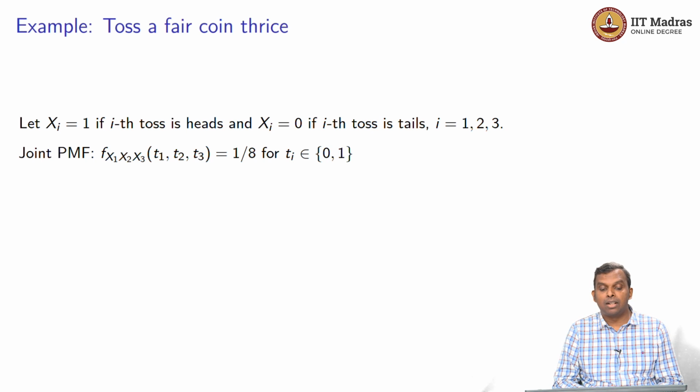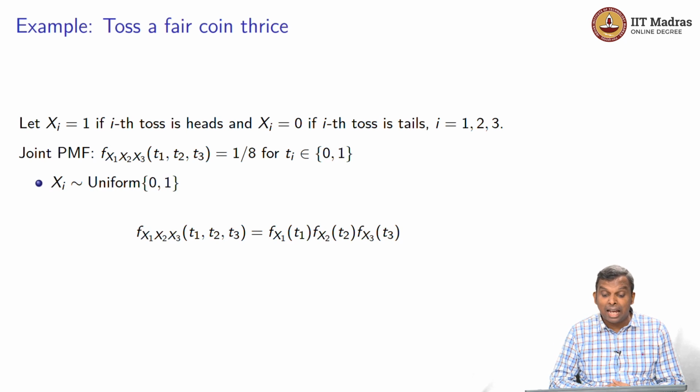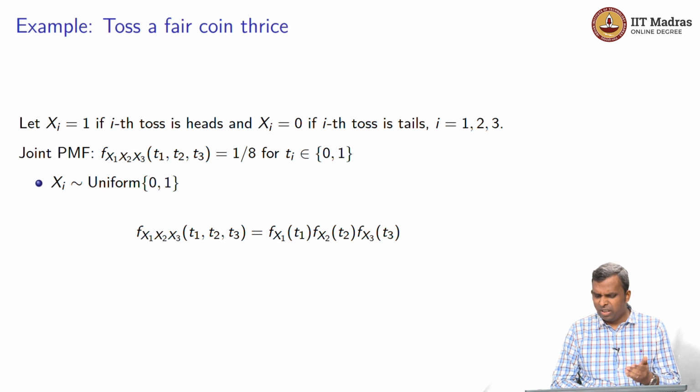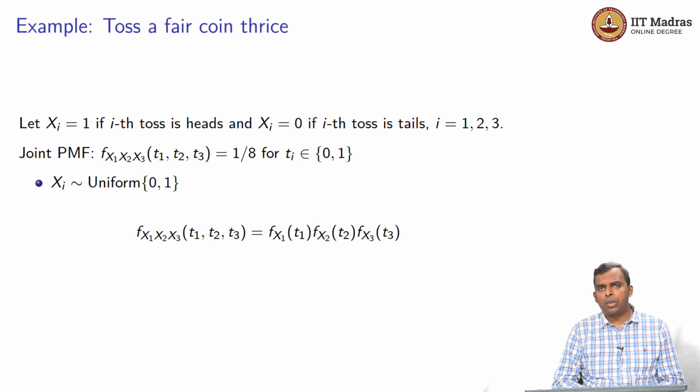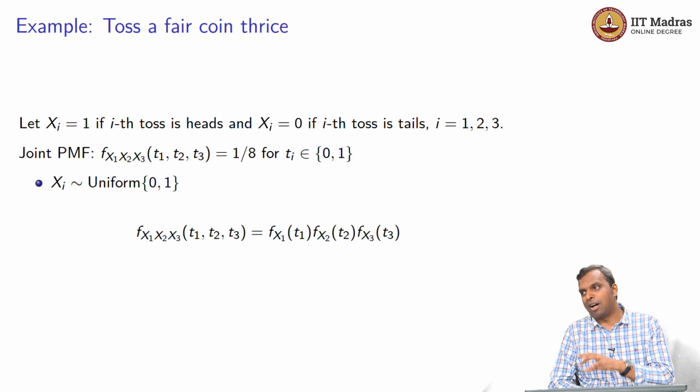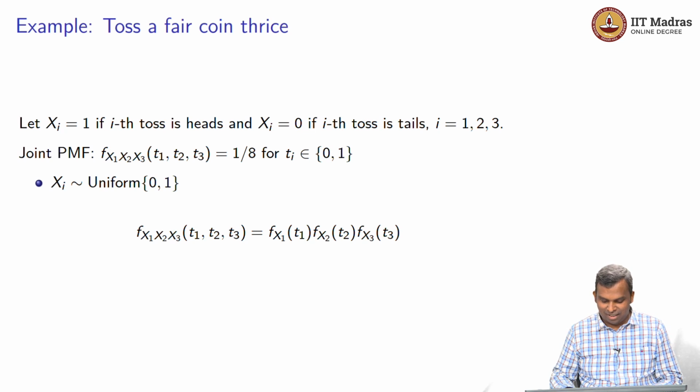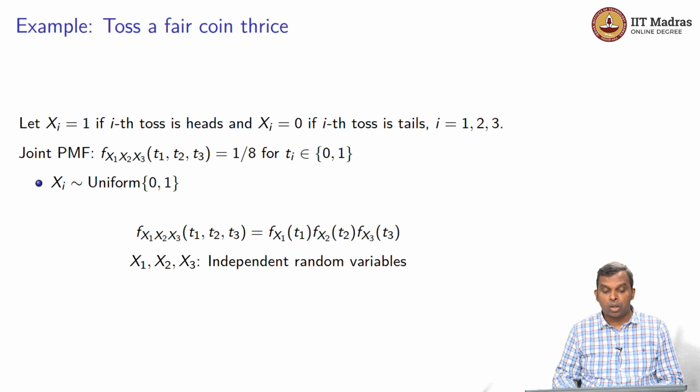As usual, we jump immediately into an example. This is our familiar tossing a fair coin thrice example. We know the joint PMF has 8 different possibilities. Every possibility has a value of 1 by 8, right? Each X_i, if you find the marginal, we have done this before, is basically uniform on 0, 1. The marginal is very easy to write down, and you can very easily check that for every t1, t2, t3, the joint PMF 1 by 8 equals the product of the marginals, half into half into half. So clearly everything is independent here. It works out very easily.